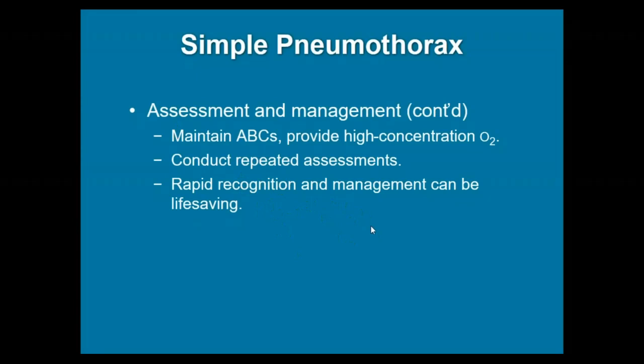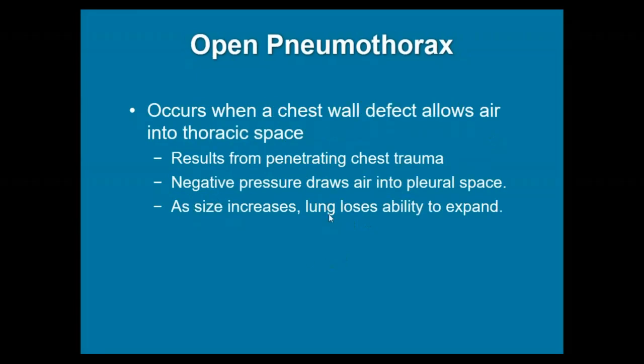Rapid recognition and management. The big thing for a simple pneumo, we have to monitor it and watch for the possibility of it becoming a tension pneumo. Open pneumo, that's when we have something that penetrates into the thoracic space, penetrating chest trauma. Once you have an opening in the chest that's equal to or larger than the glottic opening of your patient, which is roughly the size of their pinky finger, not a hard and fast rule, but that's rough size, then you have a good chance of developing a sucking chest wound. Yeah, they all suck, but the ones that you hear air sucking into the chest, we need to immediately intervene and stop that.